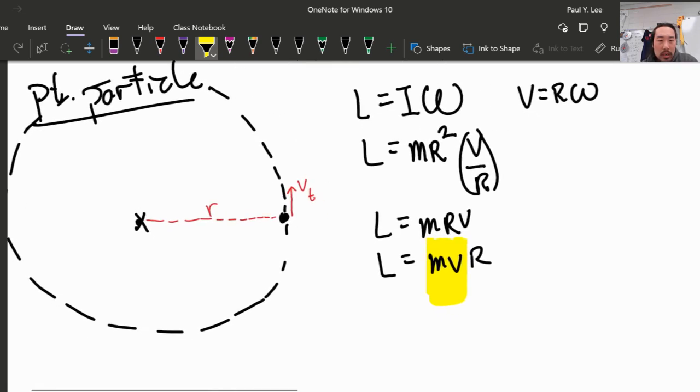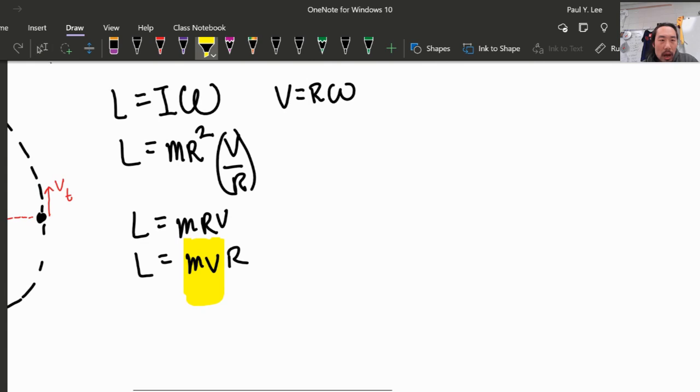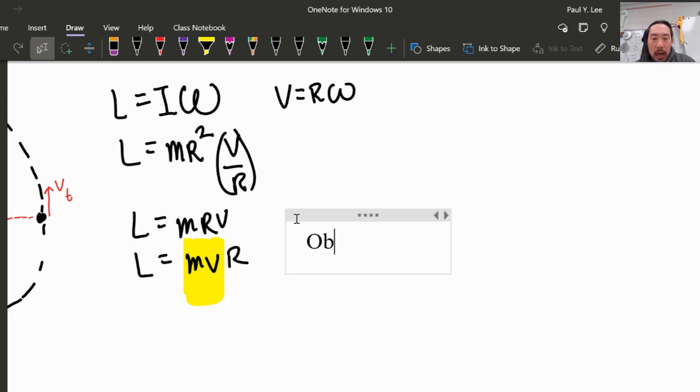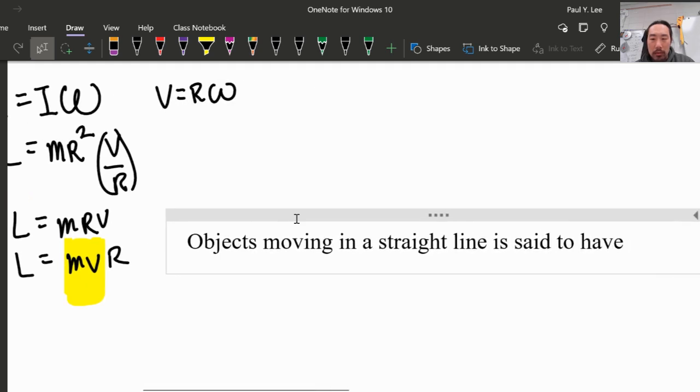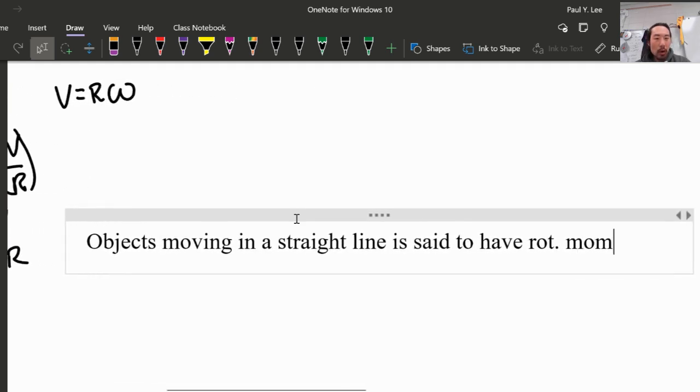This moment right here is really big, so big that I want to leave us a little note. What this is telling us is that an object moving in a straight line is said to have rotational momentum. Even though it's moving in a translational fashion, based on the frame of reference, we can say it actually has angular momentum.